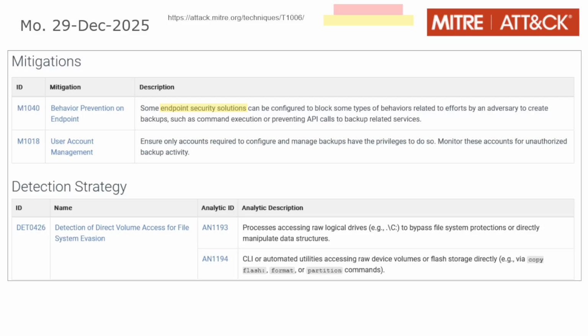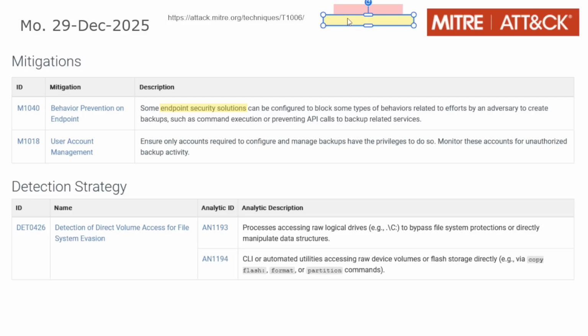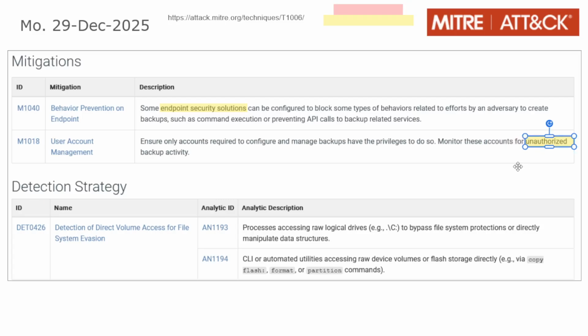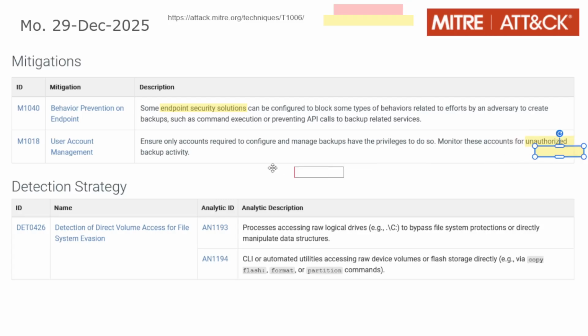Yes, then ensure only accounts required to configure and manage backups have the privileges to do so. Yeah, that's like user account management, as it says here. Monitor these accounts for unauthorized backup activity. And that's what I like. Unauthorized backup activity. That one I like a lot.